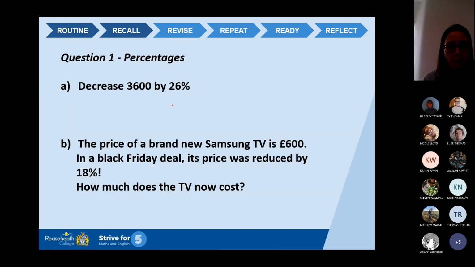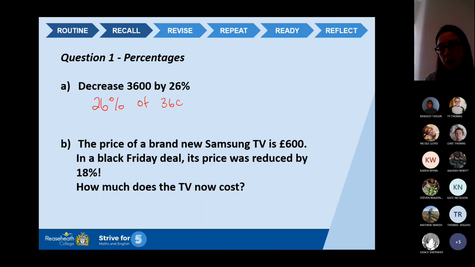It's a decrease. So firstly, that means that the answer is going to get smaller. So you need to remember the increase and decrease. An increase, it goes up, and for the decrease, it gets smaller. Now you have got percentage increase and decrease coming up on this next paper. So first of all, we want to work out what 26% of 3,600 is.